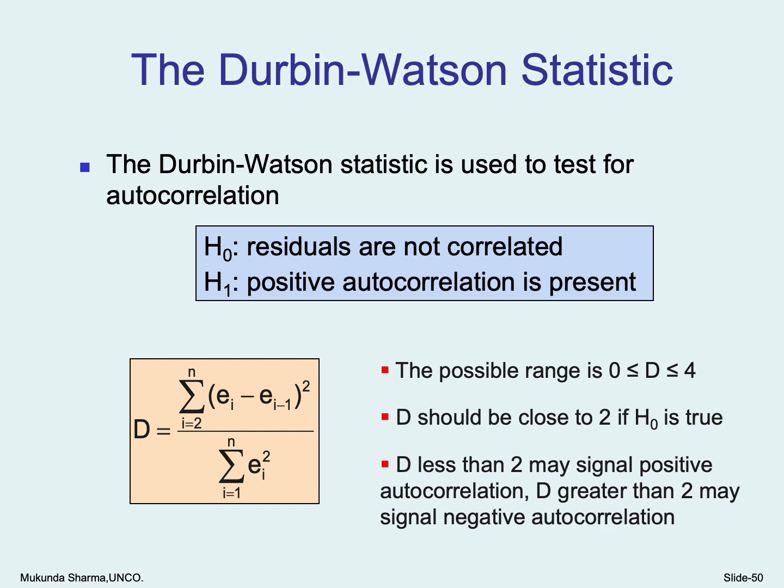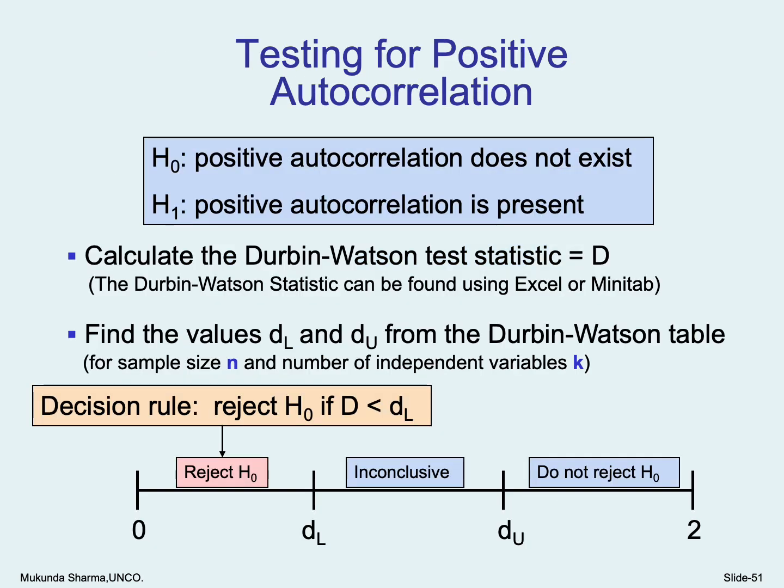In this test, we use H0 and H1, and in the null hypothesis we say that residuals are not correlated, and on the opposite side we have a statement of positive autocorrelation. And there are some measures for whether we reject or accept H0.